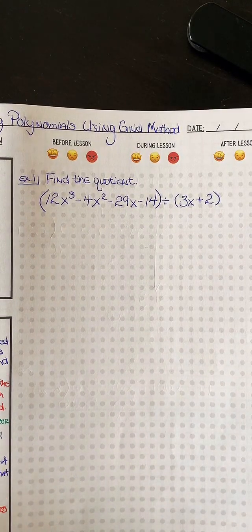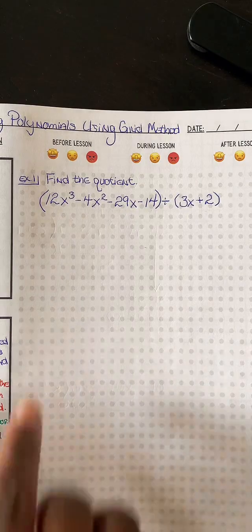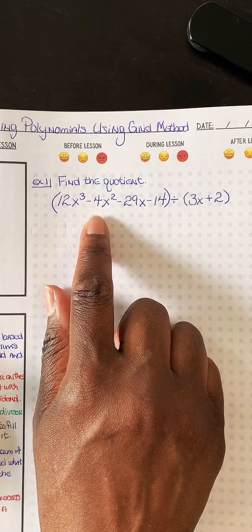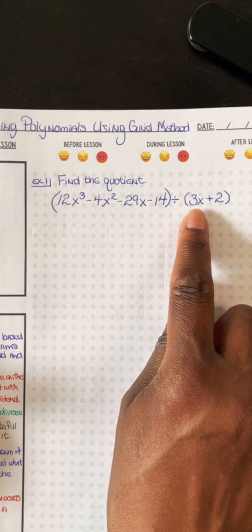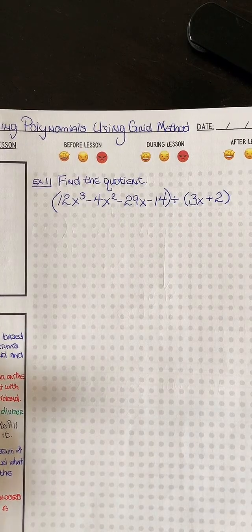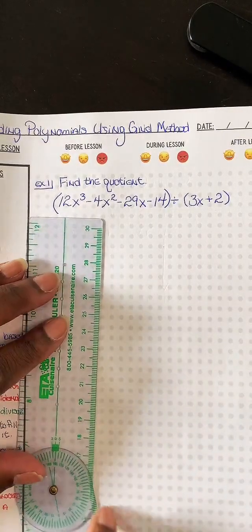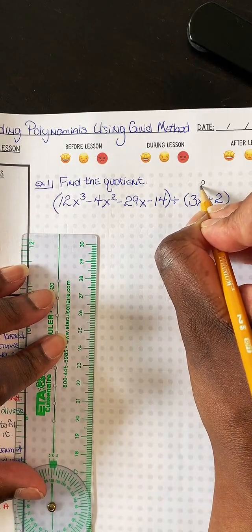All right. So we want to find that quotient. So we have 12x cubed minus 4x squared minus 29x minus 14 being divided by 3x plus 2. I feel confident in myself, but I'm going to break out the pencils. All right, so I know right here, I'm going to have 2 rows.